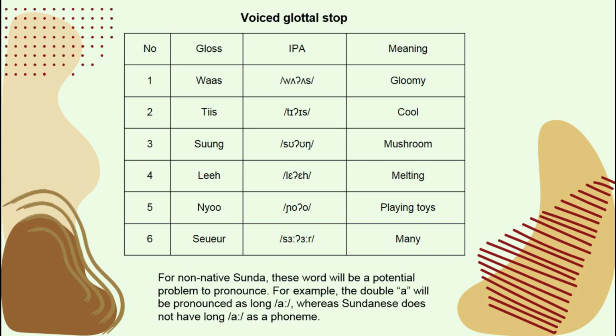For some, this double A will be pronounced as a long A, whereas Sundanese doesn't have long A as a phoneme. There is a voiced glottal stop within the word; it is pronounced as wa'as. Sundanese people will automatically pronounce it that way, although there is no linguistic mark to show the voiced glottal stop between this double A.